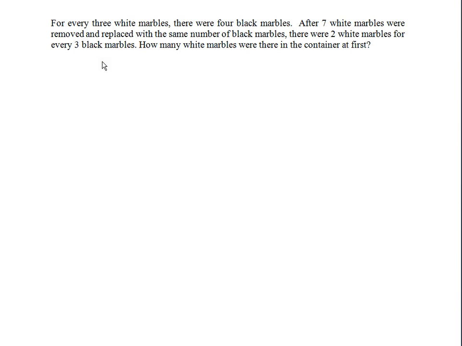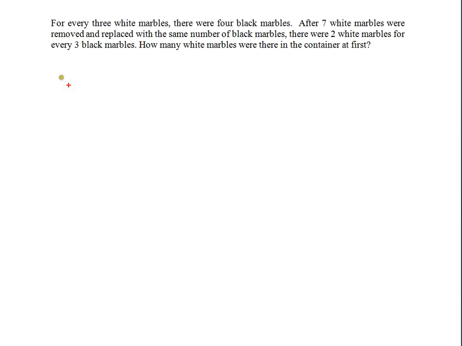So in this problem, we have a number of marbles. Some of them are white, some of them are black. And we're seeing here that in the beginning, there are 3 white marbles for every 3 white marbles, there are 4 black marbles. So there's a ratio of 3 to 4 between white and black marbles.